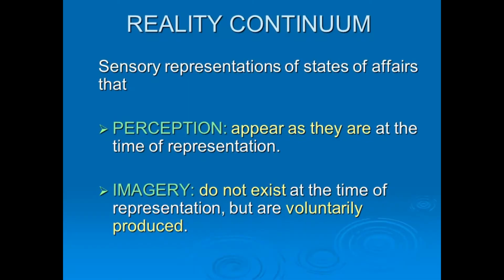So starting with perception, what we know of as reality, we can think about items on this reality continuum in terms of sensory representations. Remember, a representation is an aboutness, so I have sensory states that are about states of affairs. States of affairs is just a fancy philosophy way of talking about all the different items that are happening at a given time. So a state of affairs is just a collection of events that are happening. So with sensory representations of states of affairs, if it's perception, my sensory representation of states of affairs appear as they are at the time of representation.